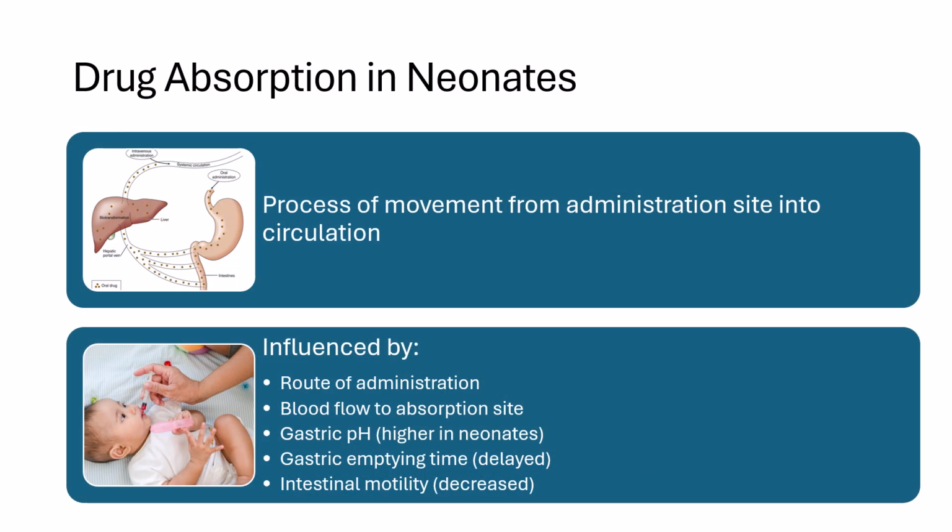Drug absorption is the process of moving medication from the administration site into circulation. In neonates, several factors make this process unique. The route of administration obviously matters a lot, but what's especially important in babies is blood flow to the absorption site. Remember that neonates often have compromised peripheral perfusion, especially when they're sick. Gastric pH is higher in neonates compared to adults, which affects how certain drugs are absorbed. Gastric emptying time is delayed and intestinal motility is decreased. All of these factors make drug absorption much less predictable in neonates than in adults. You need to keep this in mind when choosing administration routes.